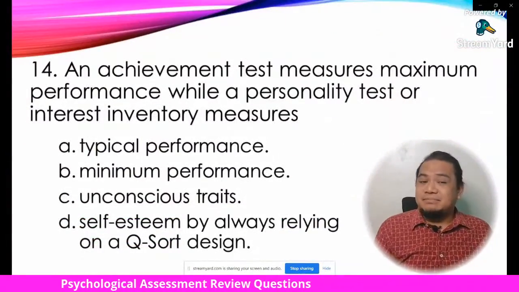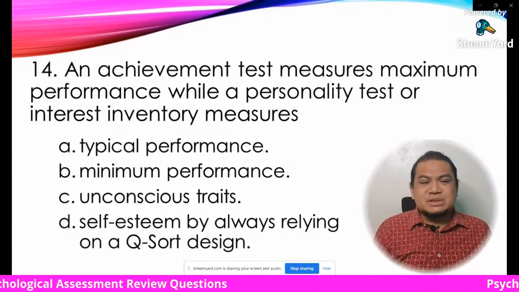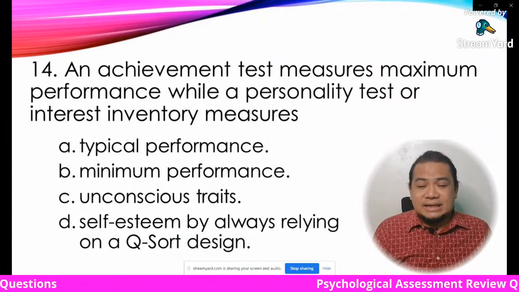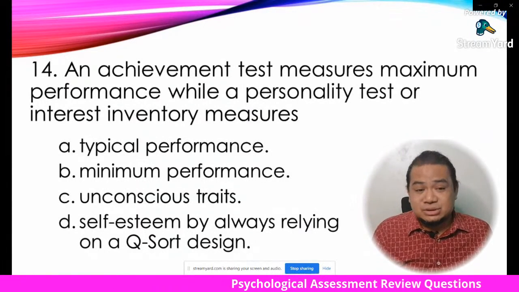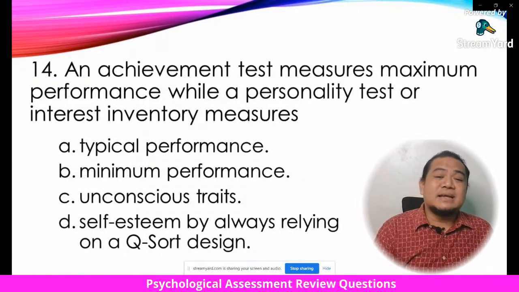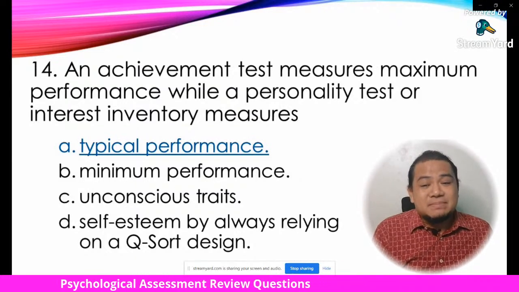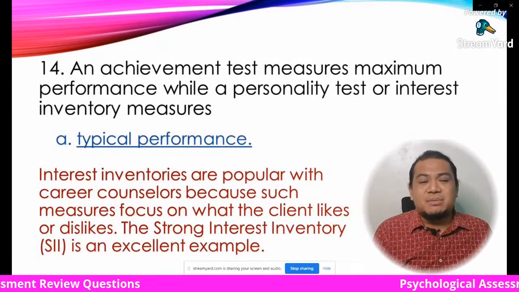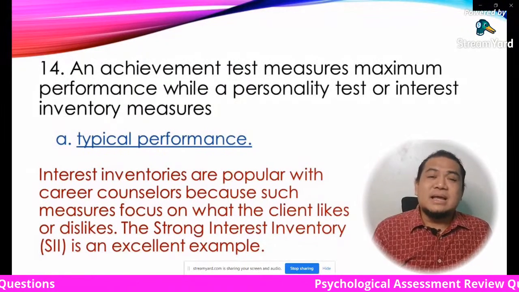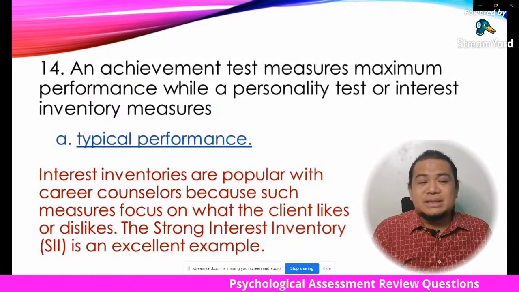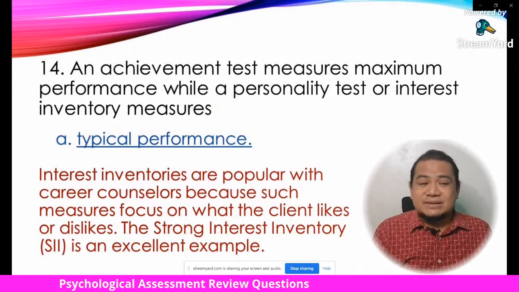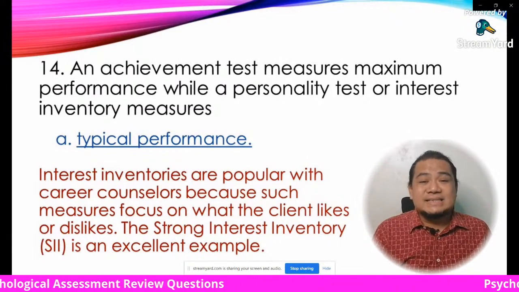And number 14, an achievement test measures maximum performance while a personality test or interest inventory measures. And the answer is letter A, typical performance. Interest inventories are popular with career counselors because such measures focus on what the client likes or dislikes. The Strong Interest Inventory is an excellent example.